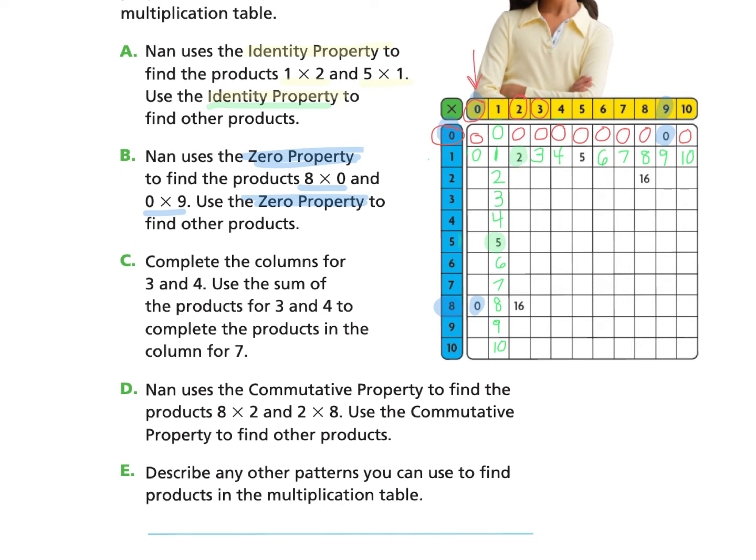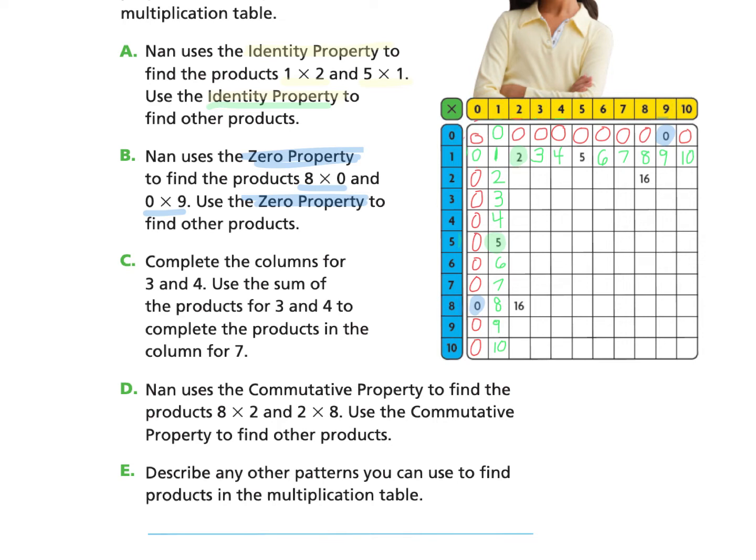Now I'm going to do that vertically. 0 times 2 is 0. 0 times 3 is 0. So I can put in all these zeros in the chart because I am demonstrating that anything times 0 is going to give me the product of 0, and that's the 0 property.